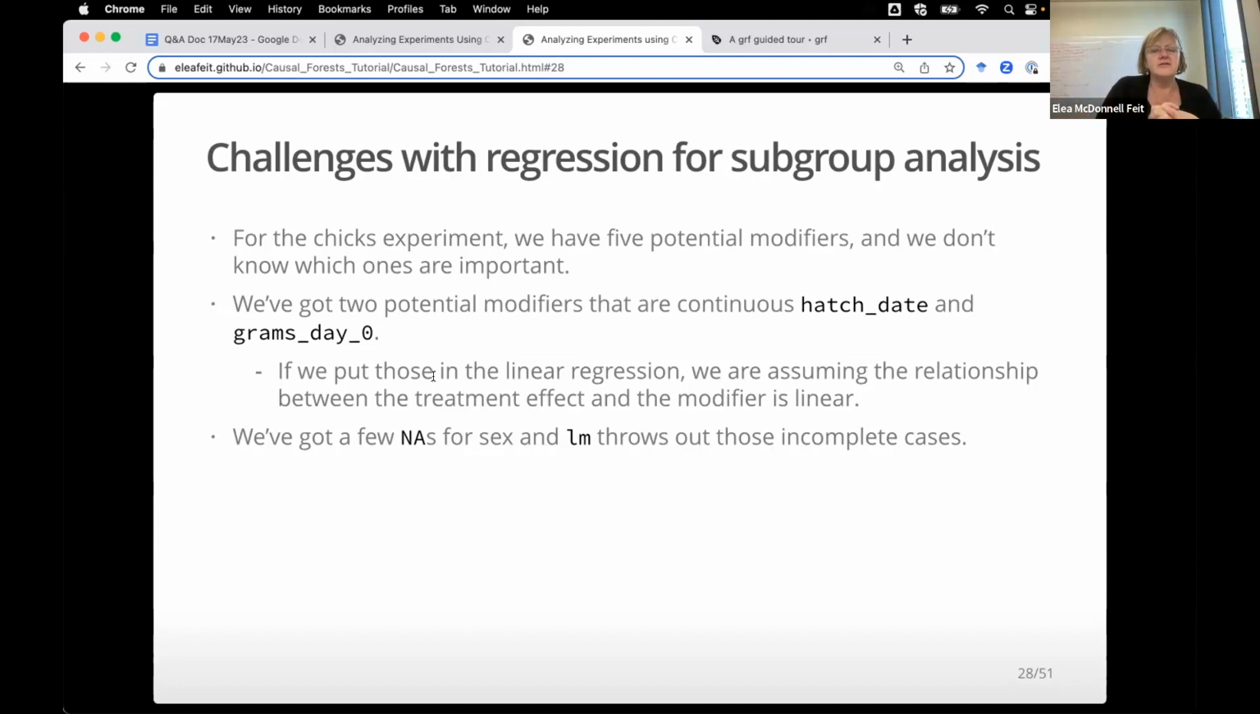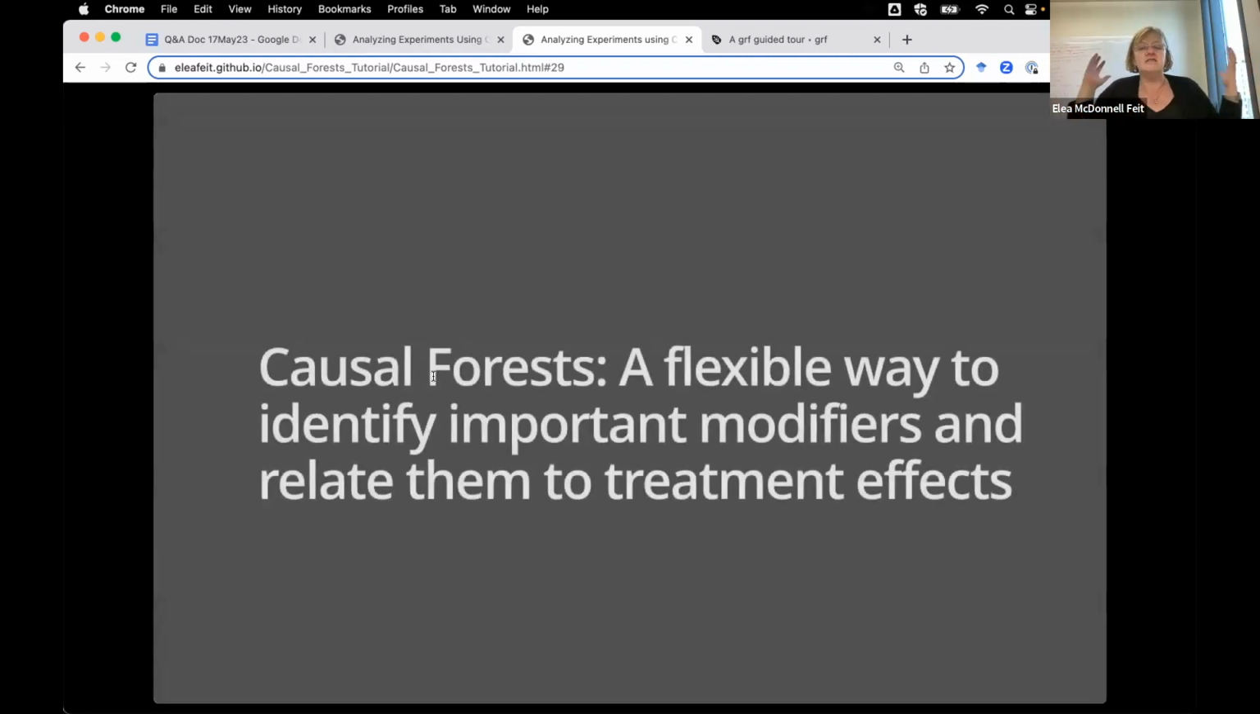The other thing is we've got a few NAs for the sex, and LM actually throws out those incomplete cases. It doesn't know what to do with those, so it throws away the whole record. And if you've got a lot of potential modifiers and a lot of NAs, only analyzing the complete cases can limit your power to figure out what is actually going on. So it's a good idea to find a way that we could keep those records with the NAs. And that's where causal forests come in.